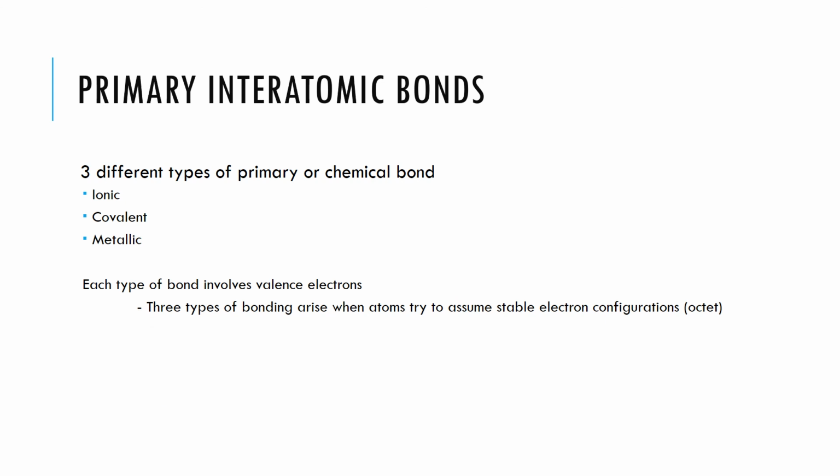Okay, so I would like to now spend the last little bit of this lecture talking about the three different types of primary or chemical bond present in materials. And of course, those are ionic, covalent, and metallic bonds. Each type of bond here involves those valence electrons. So the types of bonding that you see here arise when atoms try to assume that stable electron configuration, or an octet.